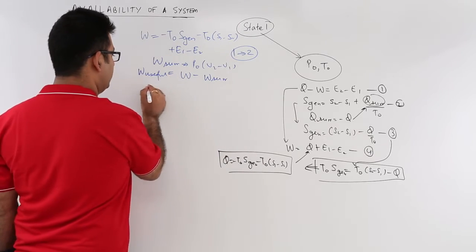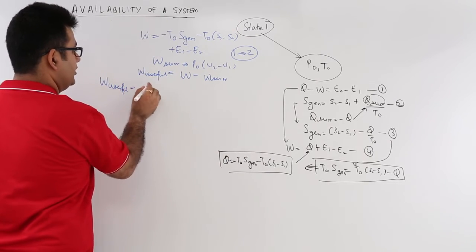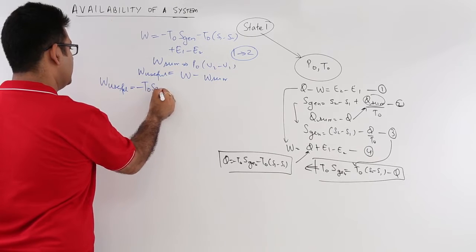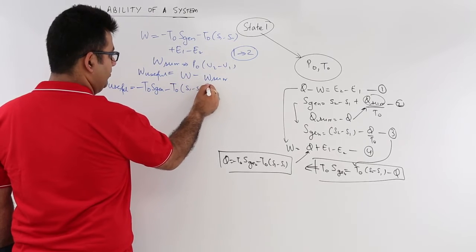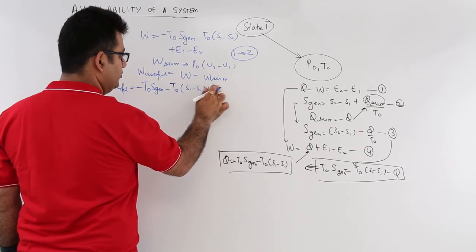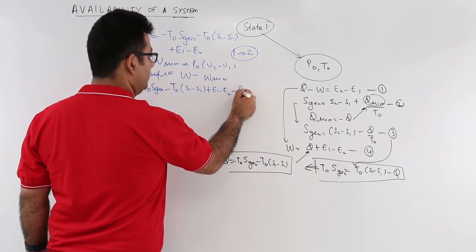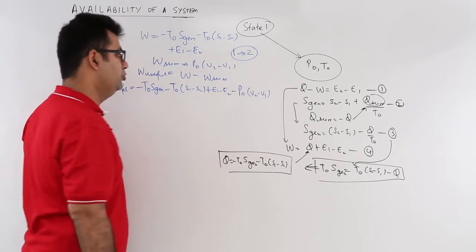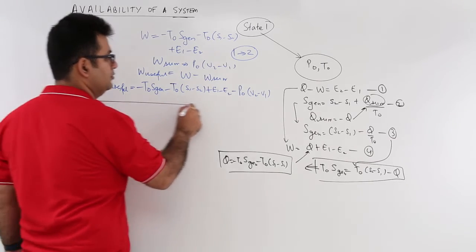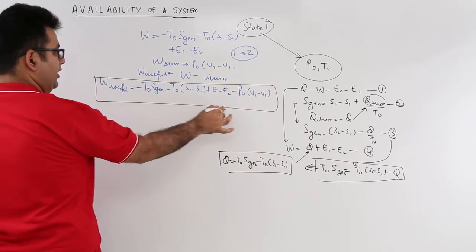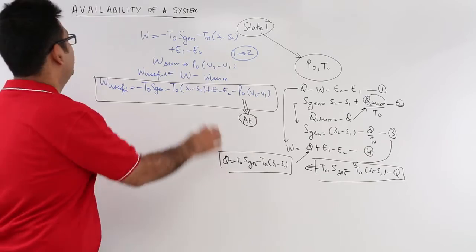If you put these values, W useful, that's the availability, is minus T0 entropy generation, minus T0 into S1 minus S2, plus E1 minus E2, and then minus P0 into V2 minus V1. So this is the expression for the availability, or the available energy, of a system.